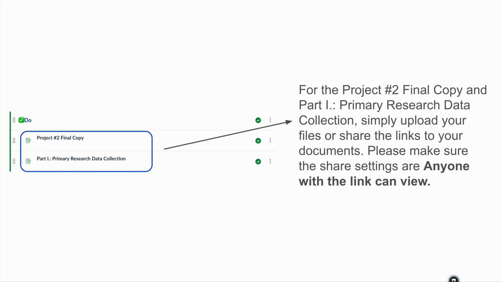All right, and then don't forget both project number 2 final copy and part 1, just part 1 of your primary research data collection are due at the end of the week, Sunday at 11:59 p.m. If you are uploading documents, that's fine, but if you share the links to your documents, always make sure your share settings are set to anyone with the link can view. And if you've got any questions as you move throughout the week, don't hesitate to ask.